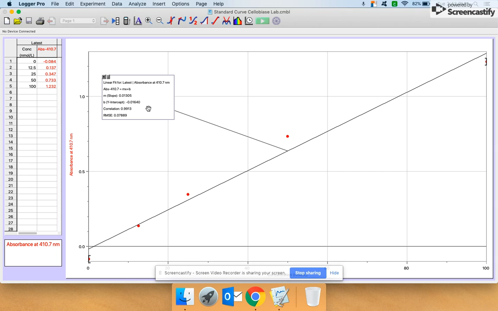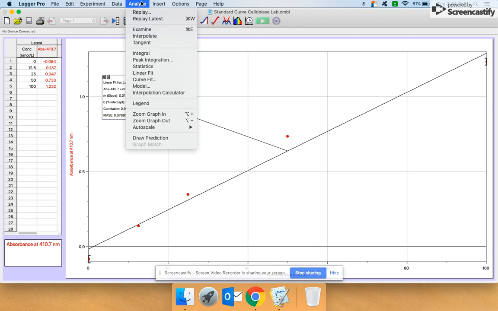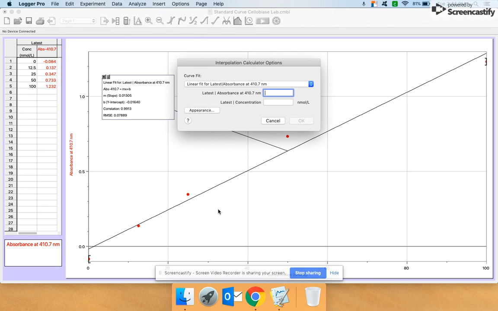And that was great, and it's valuable for you to understand exactly what's happening, but in this lab we have a lot of data points and that would be very tedious. So instead, we are going to make LoggerPro do that for us. So we go to Analyze, Interpolation Calculator, and in class we discussed the difference between interpolating and extrapolating data. And when we open up the interpolation calculator, it opens up this image for us here.